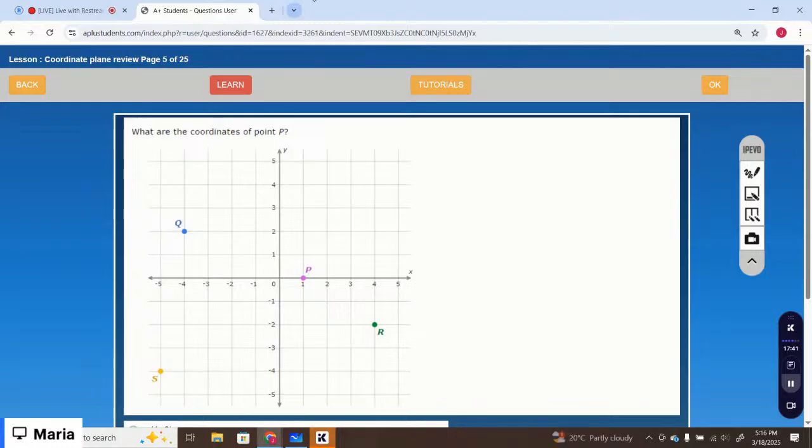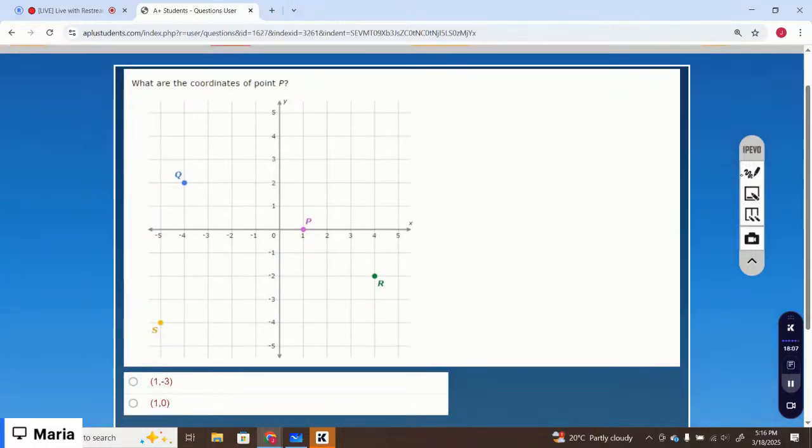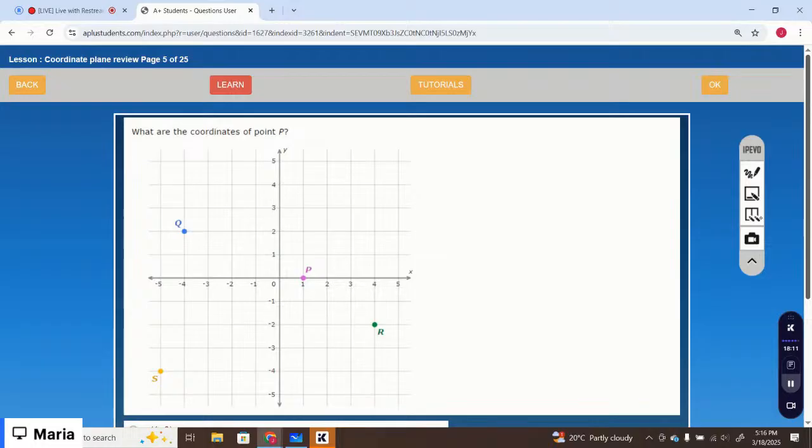What are the coordinates of the point P? So which is the correct option? Here is point P. Point P is on the x-axis. So that has the coordinates 1 and 0. Option number 2 is the correct option. 1 and 0 it is.